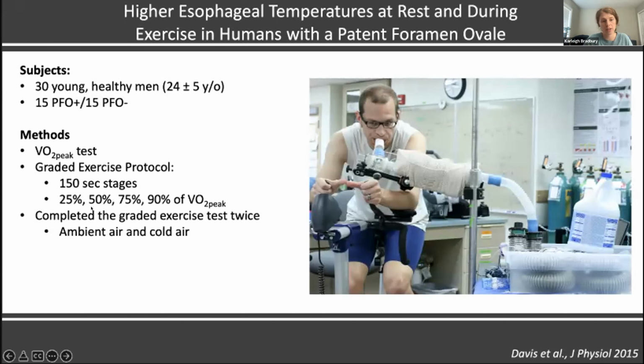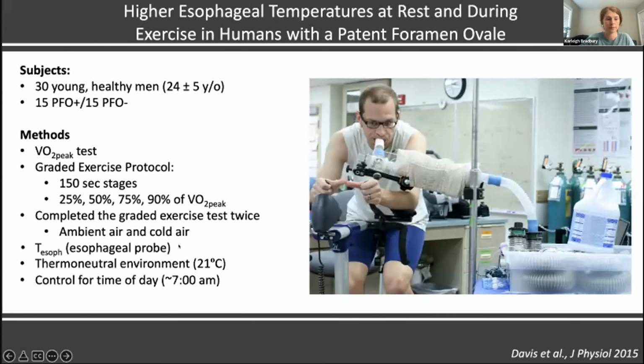During those graded exercise protocols, they cycled at 4 different workloads for 2.5 minutes apiece, at 25%, 50%, 75%, and 90% of VO2 peak, one day breathing the ambient air and the next day breathing the cold air. We measured esophageal temperature with the esophageal probe. It was all done in our lab environment, so the average temperature was around 21 degrees C. And in this study, they had in place a control for time of day.